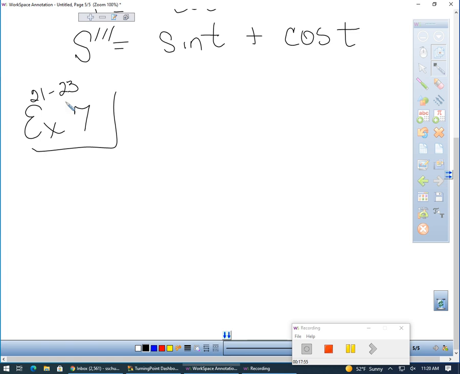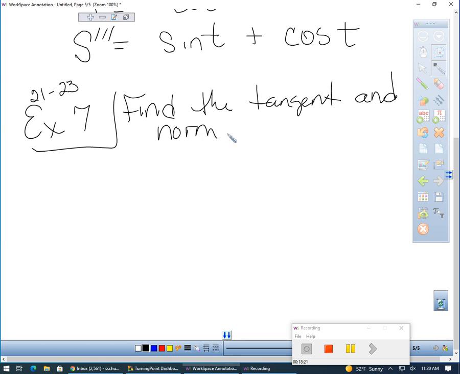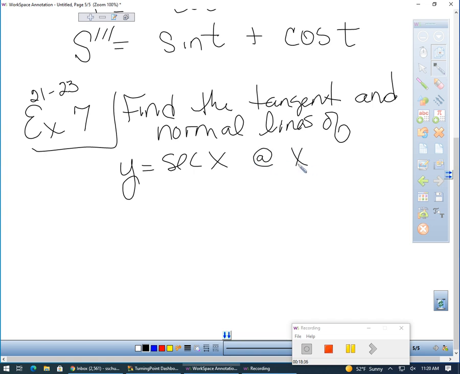Okay. So let's go with find the tangent and normal lines of y equals secant x at x equals pi over 4.